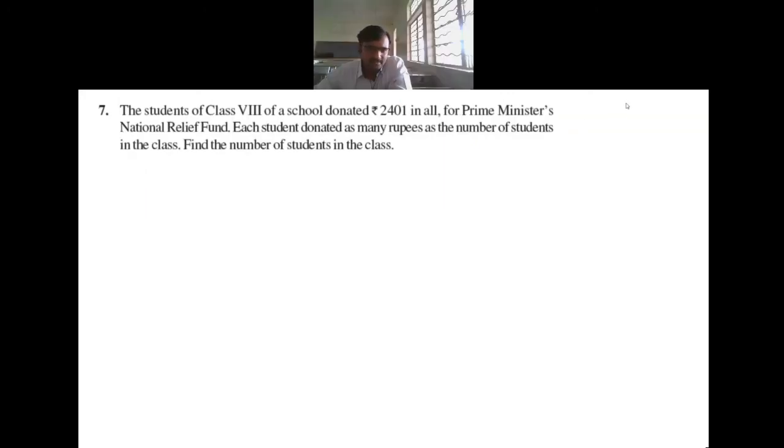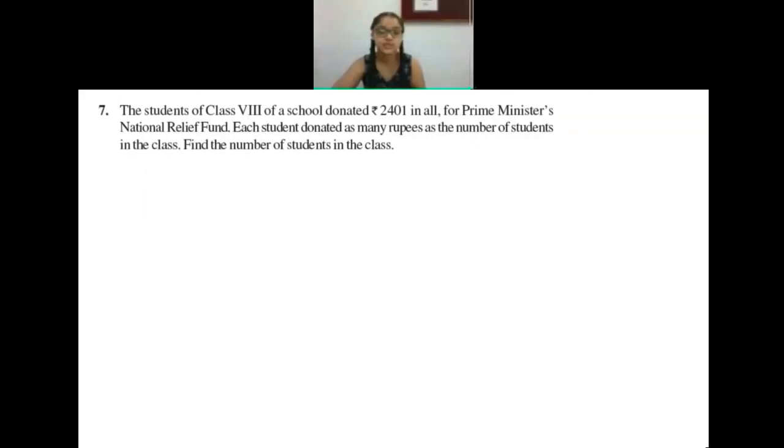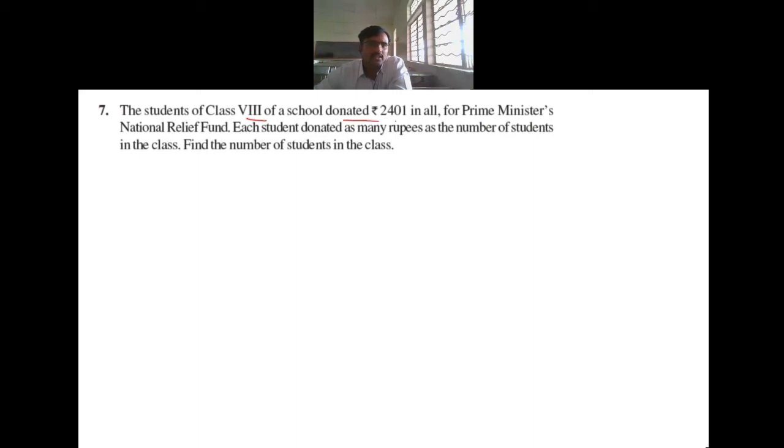This is the last question for today's session, the 7th question. The students of class 8 of a school donated rupees 2401 in all for the Prime Minister's National Relief Fund. Each student donated as many rupees as the number of students in the class. Find the number of students in the class.